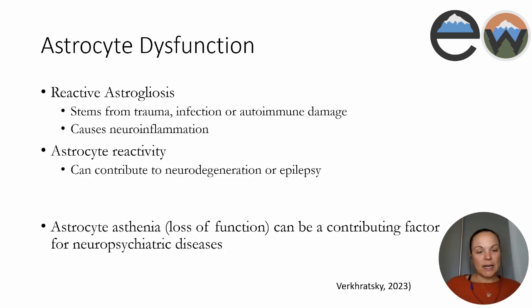And to tail off of that, reactive astrogliosis does seem to stem from trauma, infection, or autoimmune damage, okay, and causes neural inflammation, which is a beast in the system if it becomes chronic. Astrocyte reactivity can contribute to neurodegeneration or seizure-like activity as well. So that's a little bit of the difference between the structural anatomy and then the reactivity or hyperexcitability. Also noted in the literature, astrocyte asthenia, or the loss of function of astrocytes, can be a contributing factor for some neuropsychiatric diseases as well.